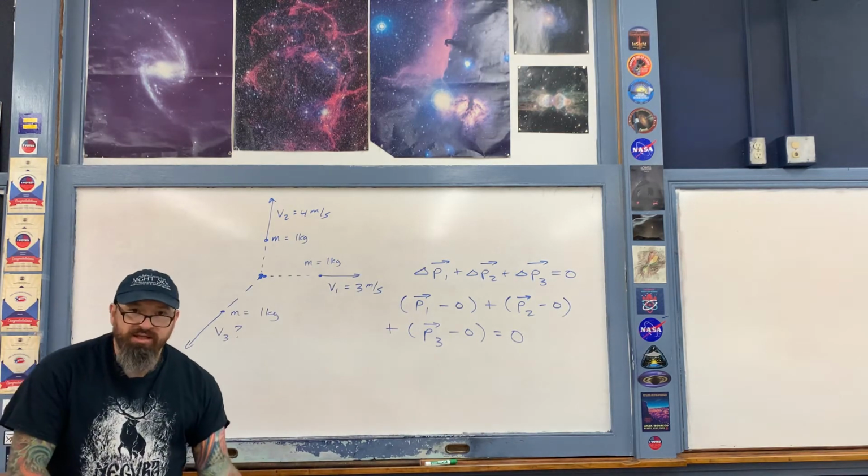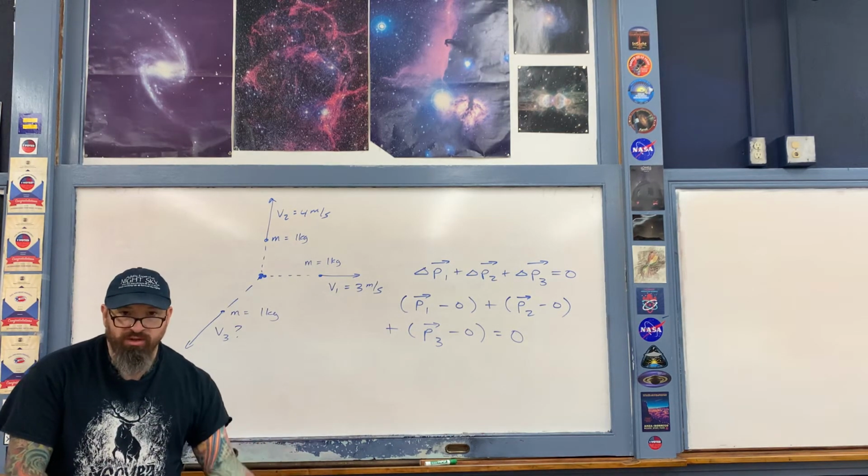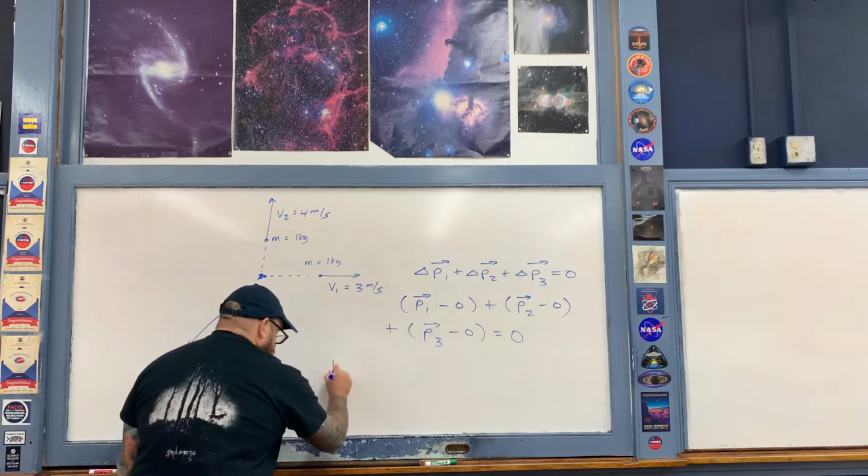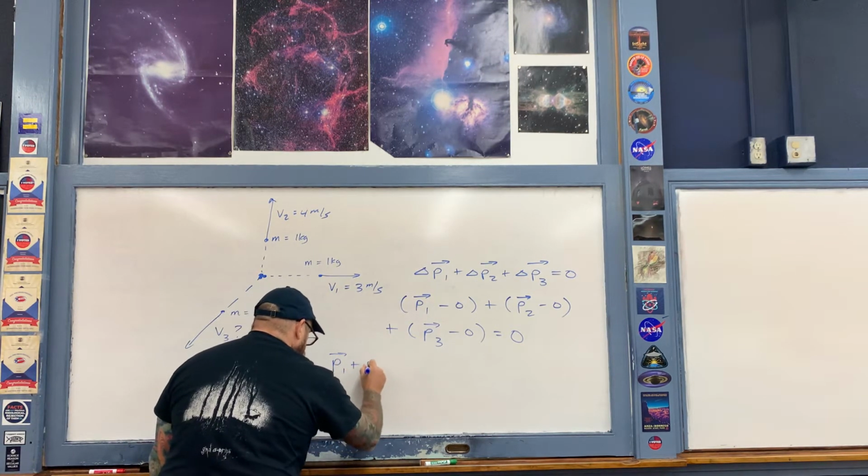Now let me just clean up this expression a little bit. Let me just toss away all of the zeros. When you do, you end up with this vector addition expression.